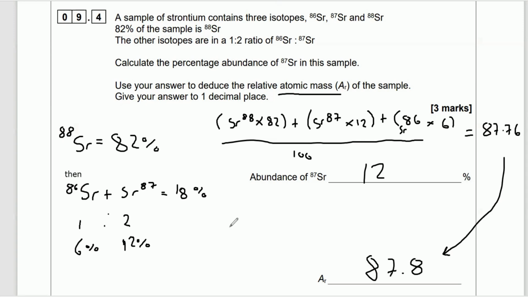You'll lose a mark if you don't, and you get 87.8. So you're going to get 1 mark for working out the abundance is 12% of strontium-87, 1 mark for the 87.76, carrying out the AR calculation, and then 1 mark for rounding to 87.8. Beautiful. 3 marks. Let's move on to the final part of this question. Let's go.